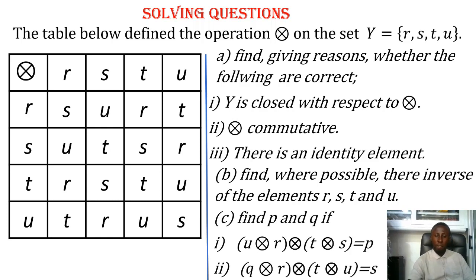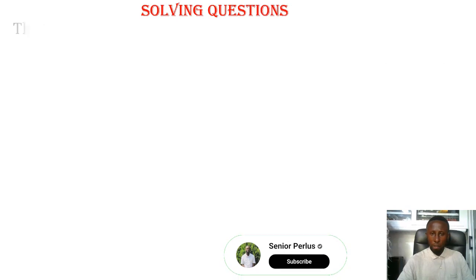C. Find P and Q if U operation R, bracket Q, plus T operation T equals this. So we are going to solve for it. So please pause the video and start solving. Then we compare our answers. Okay, let's compare our answers.